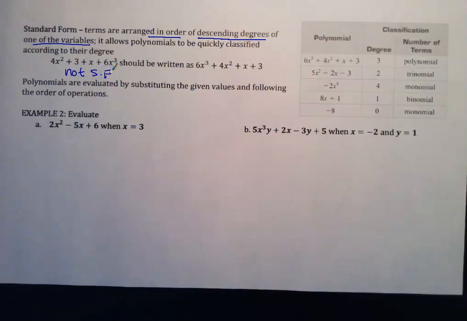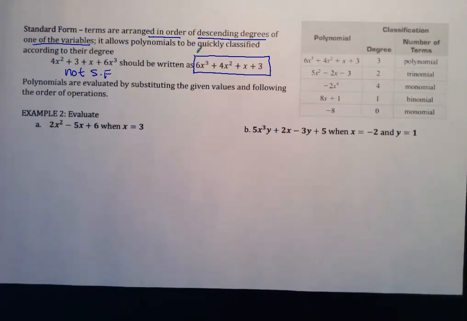Kind of like scientific notation when we did it, right? It had to be 1.7 times 10 to whatever, not 17. If we didn't have it in the right order, it wasn't scientific notation. It should be written as 6x cubed plus 4x squared plus x plus 3. What's the difference between the not standard form and the standard form?